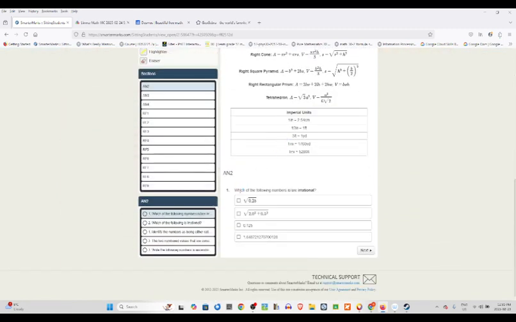Our first question, which of the following numbers are irrational? Well, the square root of 0.25 is equivalent to the square root of 1 over 4. That's a half. That's rational. Now, 0.2 squared, we have 4 plus 0.25. 4.25 is an irrational number. You can check, take the square root of 4.25 on the calculator.